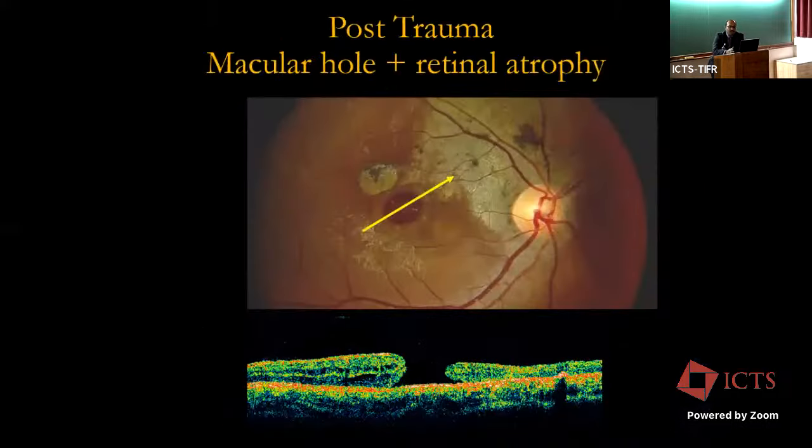Sometimes post-trauma, you can get this kind of thing. So this is a patient who had a cricket ball trauma injury. You can see this retinal atrophy out there. You can see this degeneration and a traction hole.